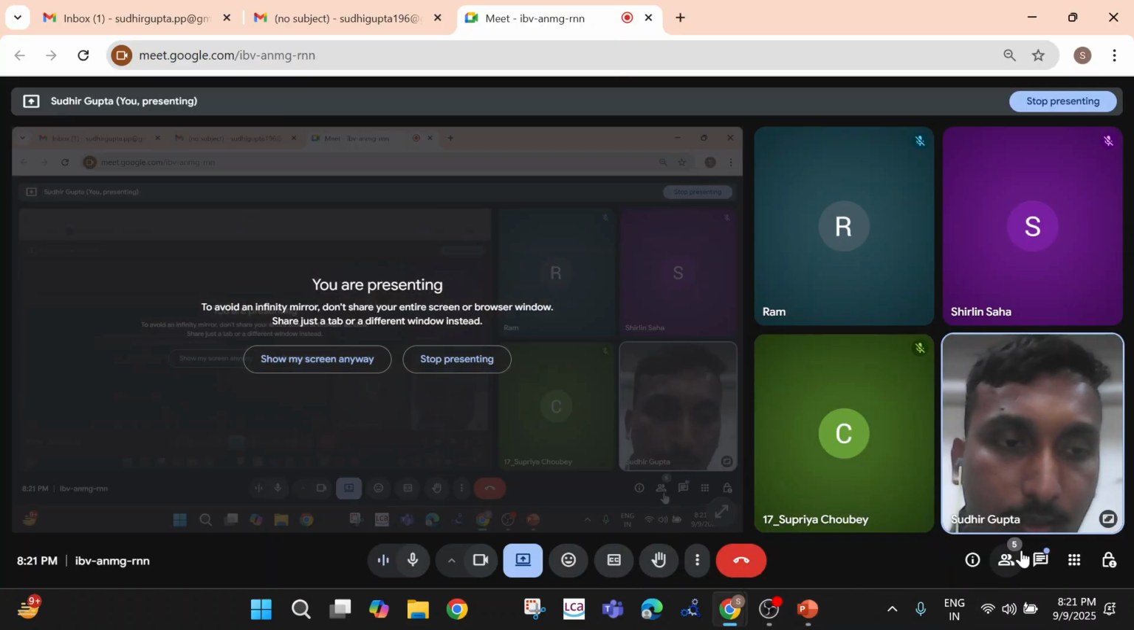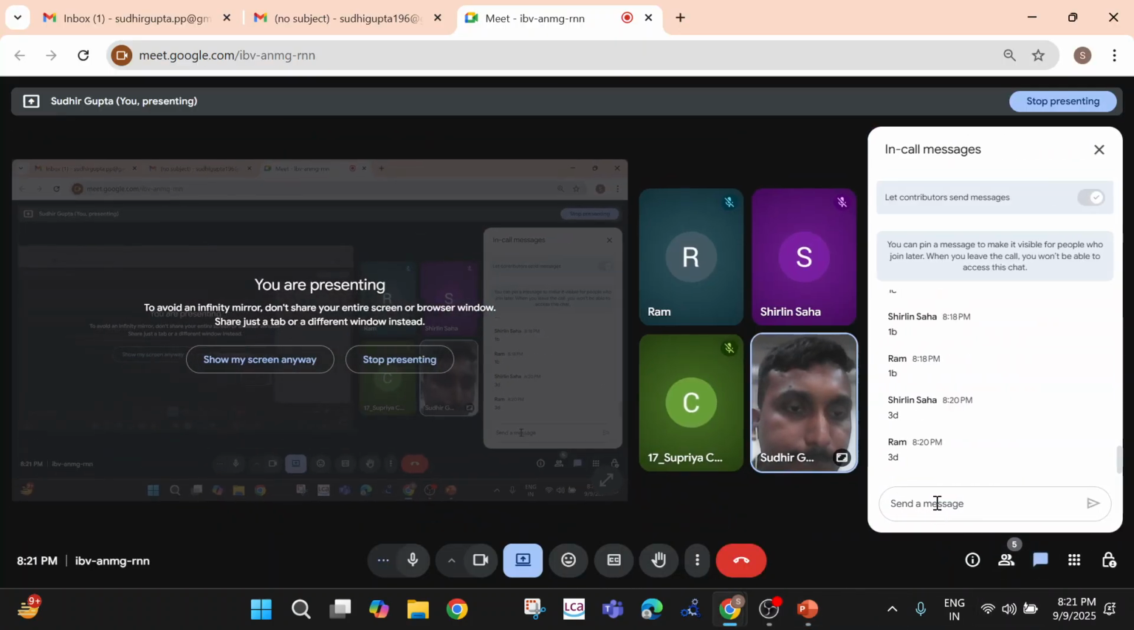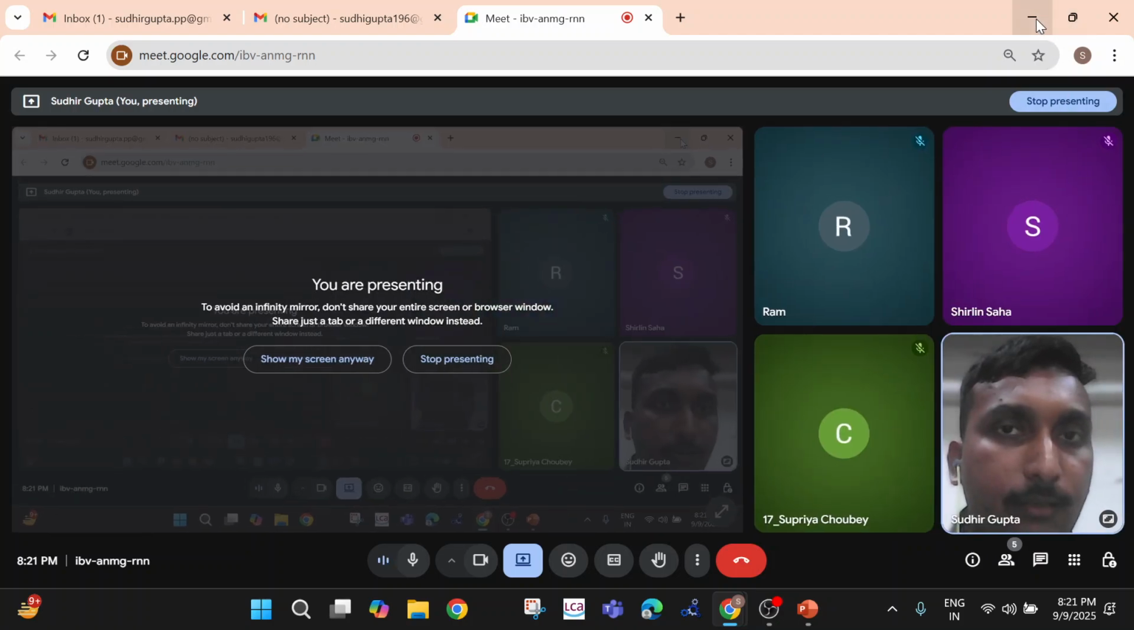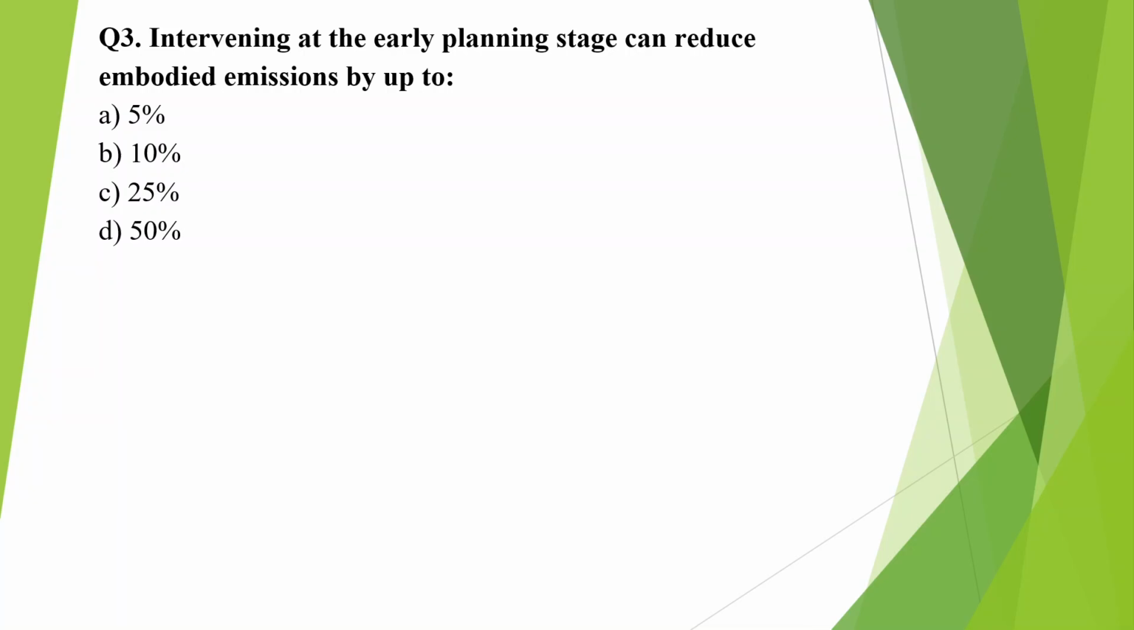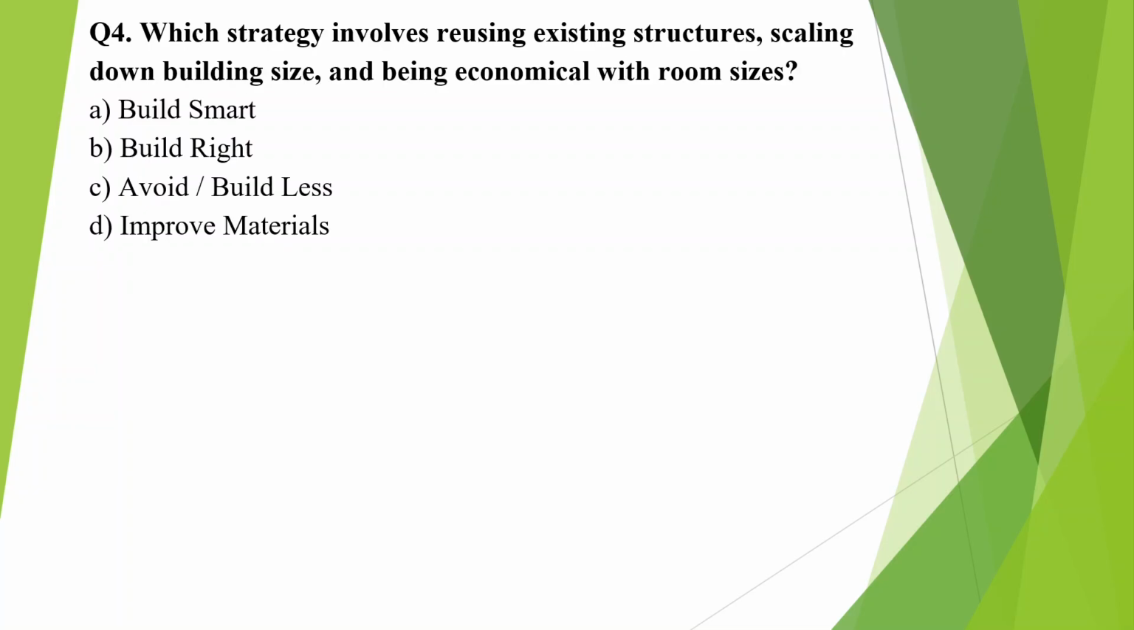For question number three, as I can see, D has been marked by many of you, and whoever has marked D is absolutely correct. The approximate percent of reduction of embodied emissions that can be achieved through early planning stage was approximately 50%. So let's move to the fourth question then.